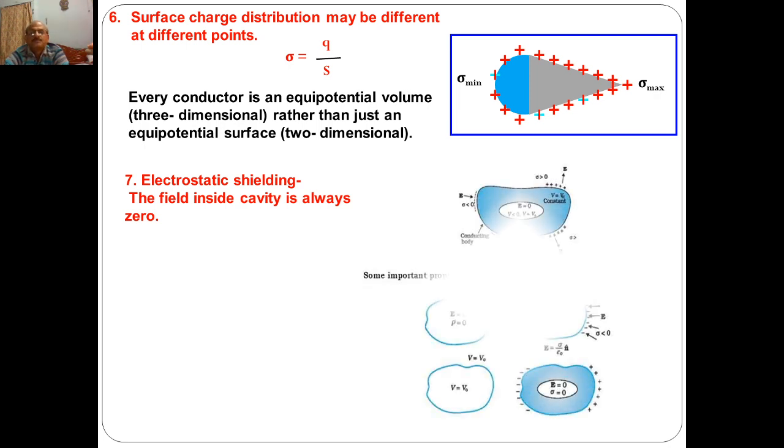Now some general or important properties we can see here. Inside the cavity, the electric field is zero, but the potential is constant. Here, inside E is zero, so sigma is also zero, and rho, that is the volume charge density, is zero. Here this positive charge is induced, then the electric field is outward. Inside and surface potential is the same, but the electric field inside is zero, while on the surface there will be an electric field.